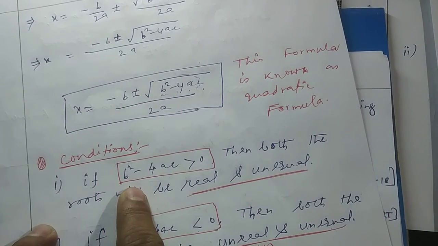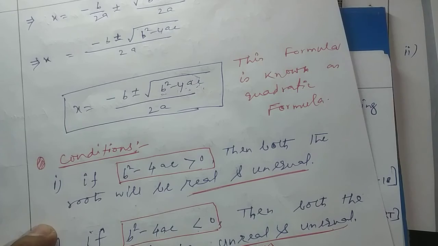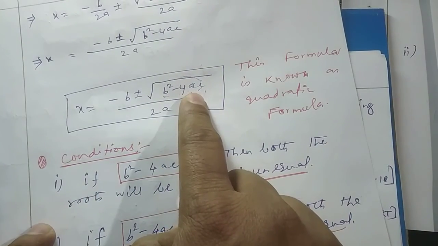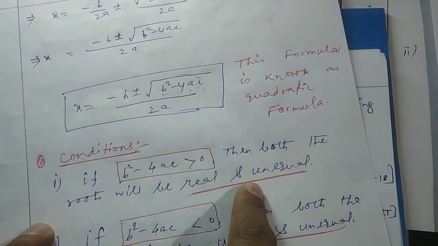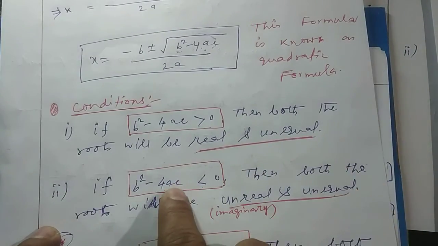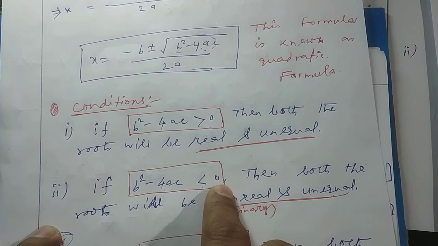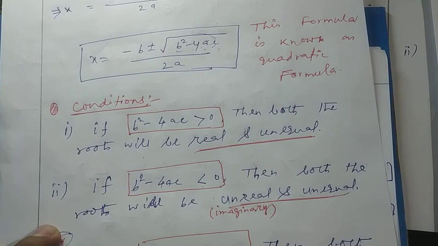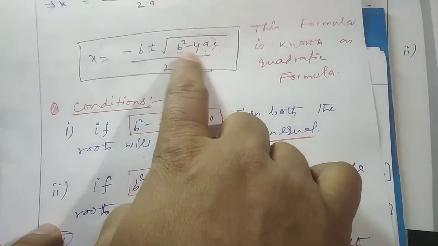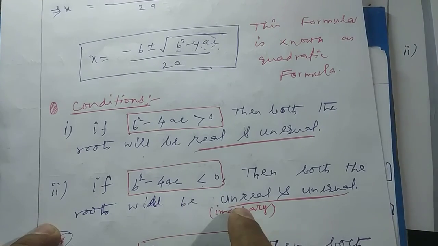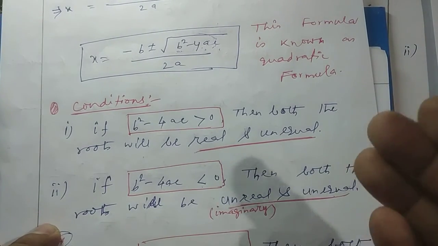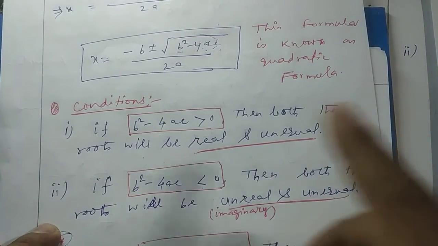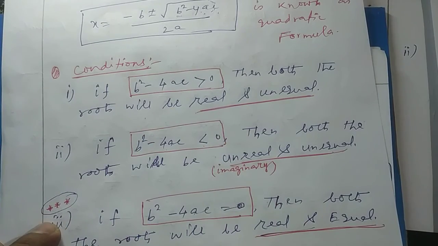We shall have three conditions. Already we have discussed in the last video. The first condition was, if this discriminant is positive, then both the roots will be real and unequal. If the discriminant is negative, then both the roots will be unreal and unequal. That means, if it is negative, then we shall be getting a minus number under the square root. And a minus number under the square root means that both the roots will be imaginary or unreal and unequal. That was the second condition we knew.